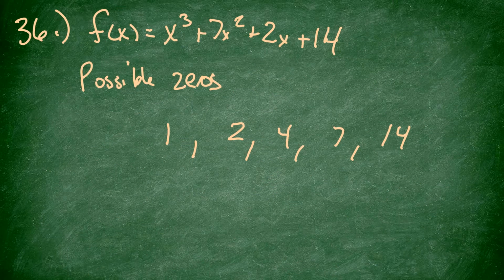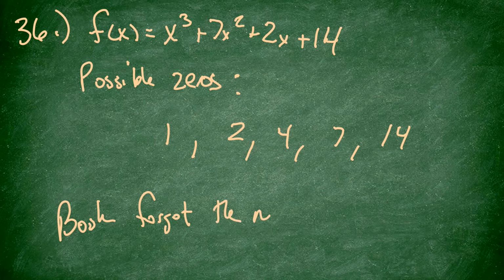Alright, I just copied 36 from the book. It's x cubed plus 7x squared plus 2x plus 14. And here are your possible zeros. The book says 1, 2, 4, 7, and 14. The book forgot the negatives, or the plus or minus sign. So I have plus or minus 1, plus or minus 2, plus or minus 4, plus or minus 7, plus or minus 14. That's really all there is to 36.